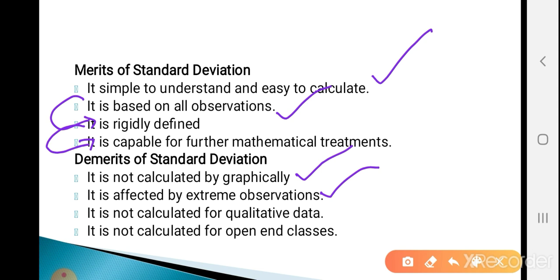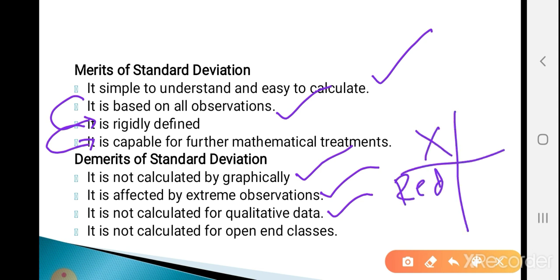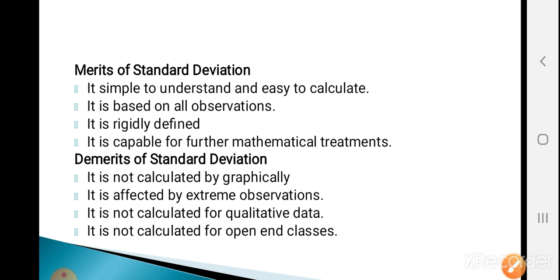It is not calculated for qualitative data. For example, we are given ungrouped data, red, blue, and for calculating the variance we need the summation of x square. What is meant by x square? Just squaring the values of x. So red square, how to calculate red square? We can't calculate the square of qualitative data. So the standard deviation is not calculated for qualitative data, and similarly it is not calculated for open-end classes.